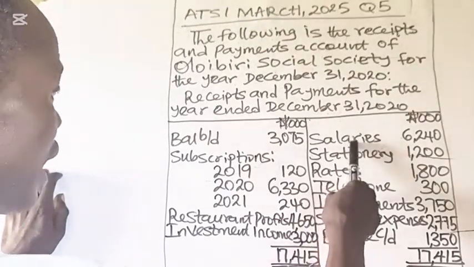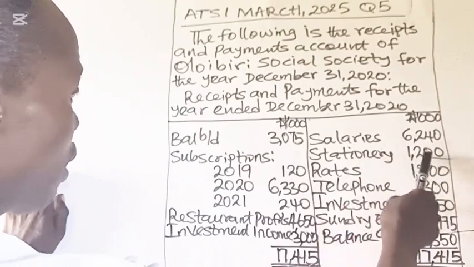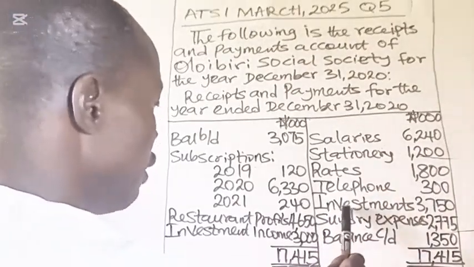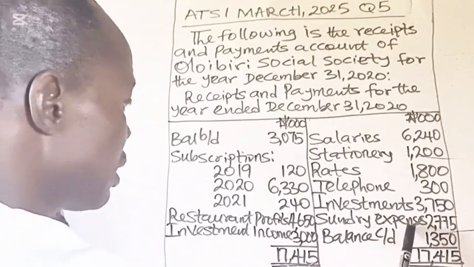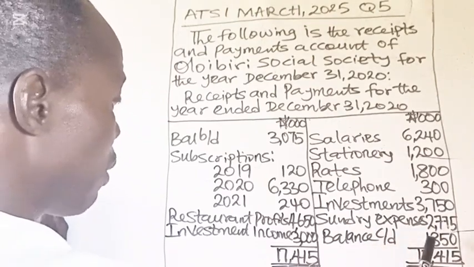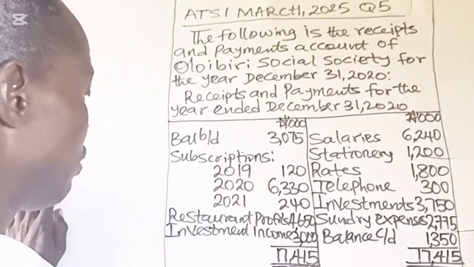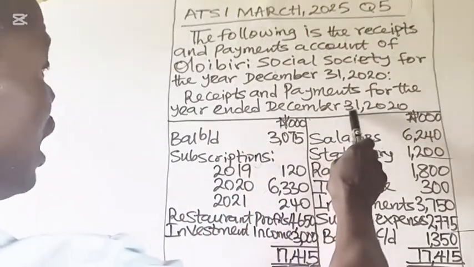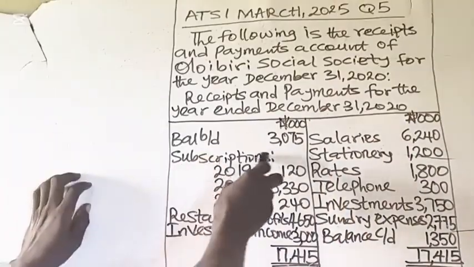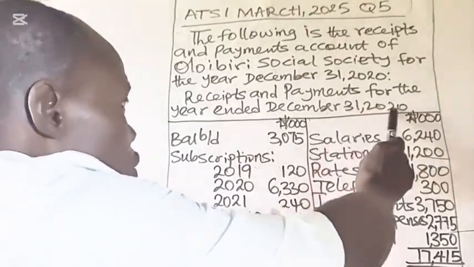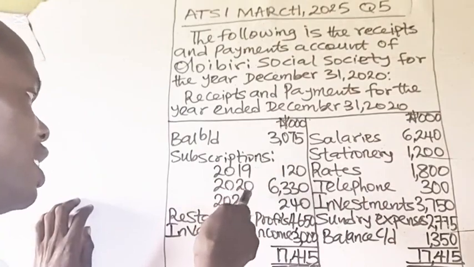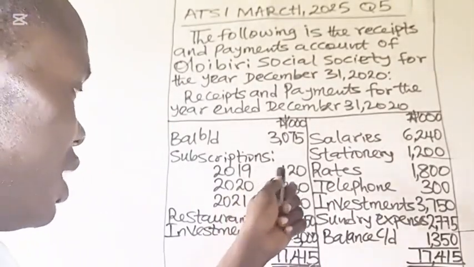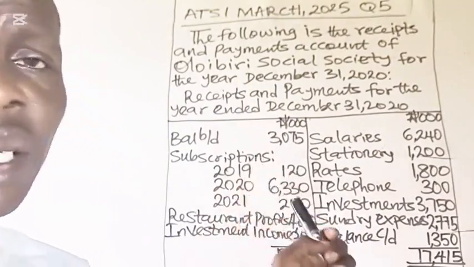On the credit side we have salaries 6,240. Stationery 1,200. Rates 1,800. Telephone 300. Investments 3,750. Sundry expenses 2,775. Balance carried down 1,350. Total 17,415. Remember, this receipts and payments account is for the year ended December 2020. The subscriptions, the year in question is 2020. The subscription of 2019 was the subscription that was not paid in the year 2019, and it was received in the year 2020.